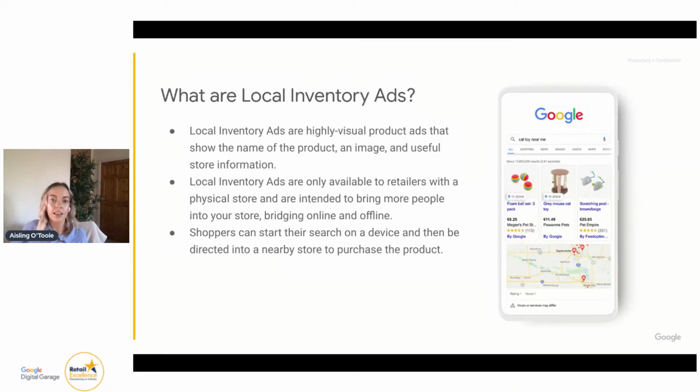As I mentioned, local inventory ads are very visual product ads. They show the name of the product, an image, and useful store information. One big thing to note about these ads is that they are only available to retailers with a physical store, so you won't be competing with big e-commerce giants. And as I mentioned already, they are intended to bring more people to your store. So this is bridging offline and online. Shoppers can start a search on a device and then be directed into a nearby store to purchase the product.